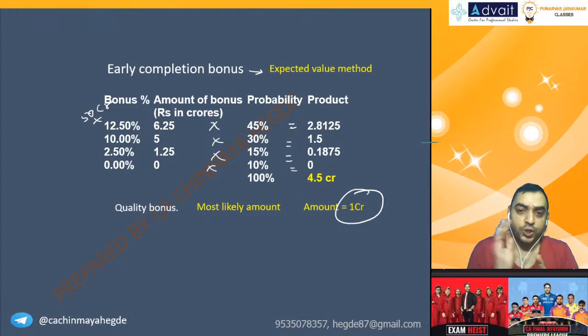So these are the two methods. Don't spend time in writing, it's only to explain to you the concept of Ind AS 115, the two methods of incentive calculation, variable consideration calculation.